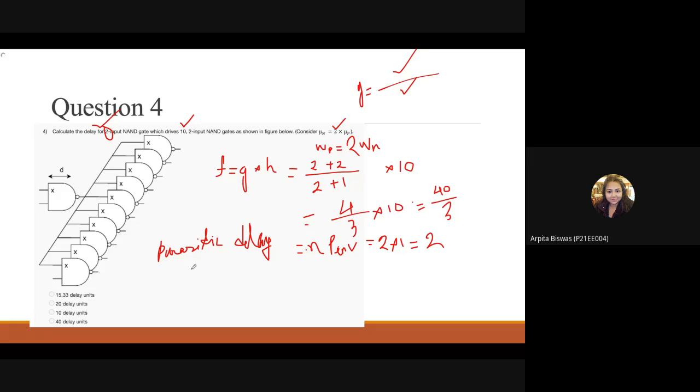Now calculate the final delay. This is the formula: F plus the parasitic delay. Forty by 3 plus 2. So what is the value? 15.33. Yes, delay unit.